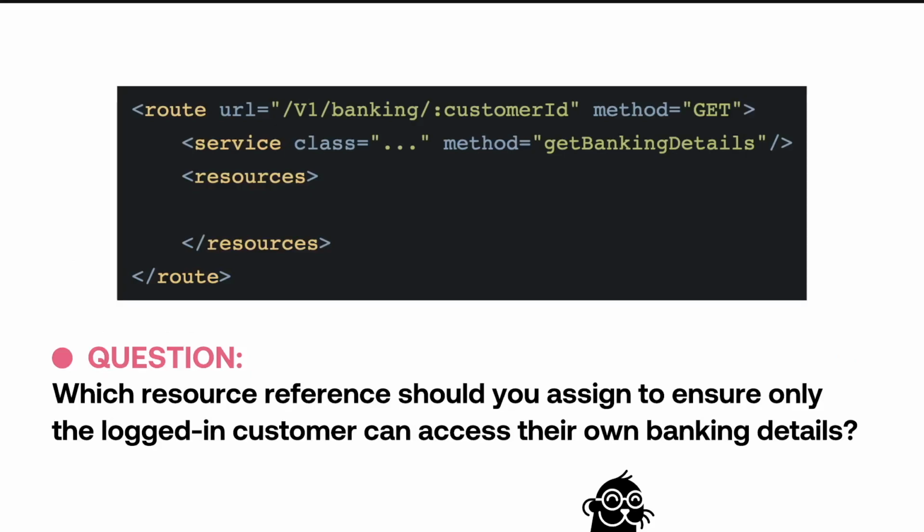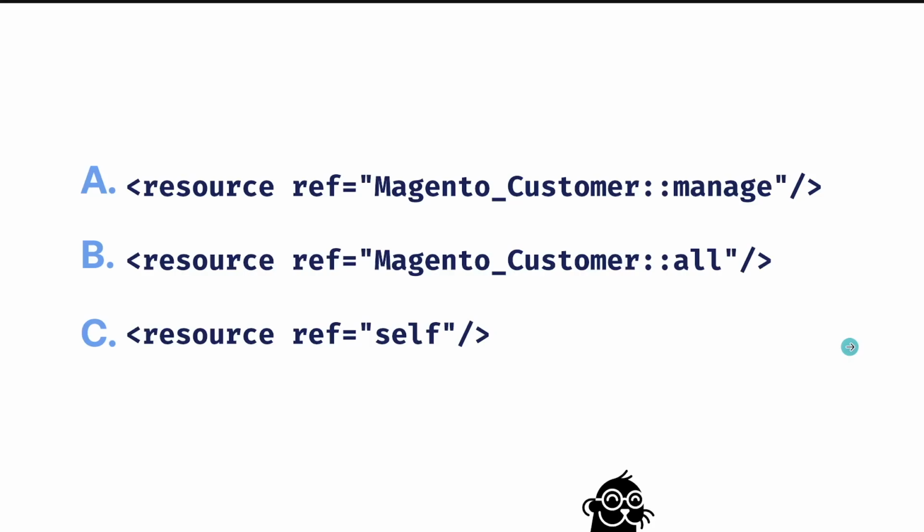It's going to be the banking route with the customer ID, a GET request, again just to grab those banking details. So the question: which resource reference should you assign to ensure that only the logged in customer can access their own banking details? And here are the different options. Option A, we have the Magento_Customer::manage reference. Option B, the Magento_Customer::all reference. And option C, the self reference.